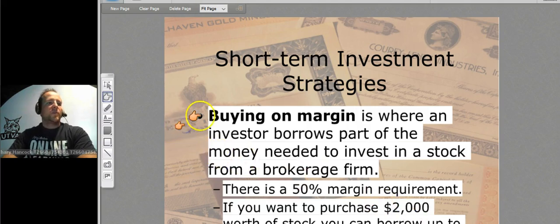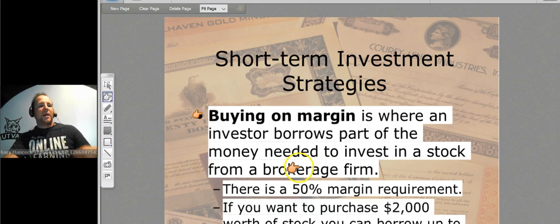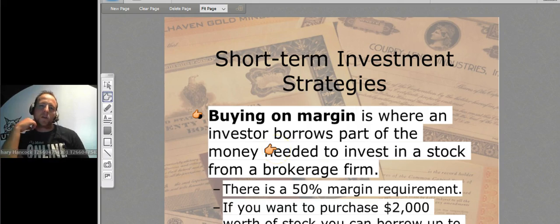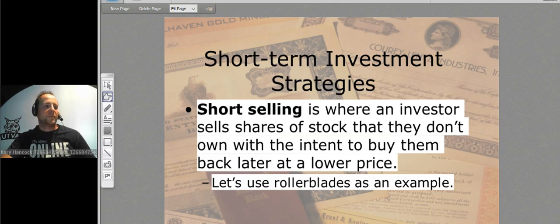Okay, so short-term investment strategies. Buying on margin is where investors borrow part of the money needed to invest in a stock from a brokerage firm. So for example, I think if you were to buy one Bitcoin, it is like $6,000, which is really expensive. So if you went in with a couple different people, you could buy part of that, and you could all take a percentage of your earnings. Okay.